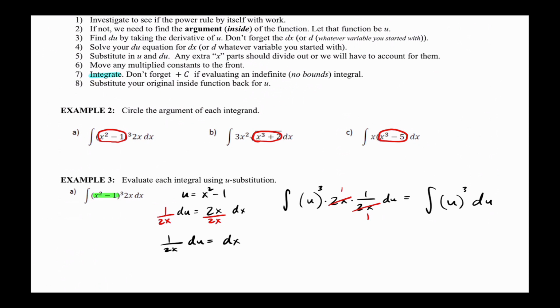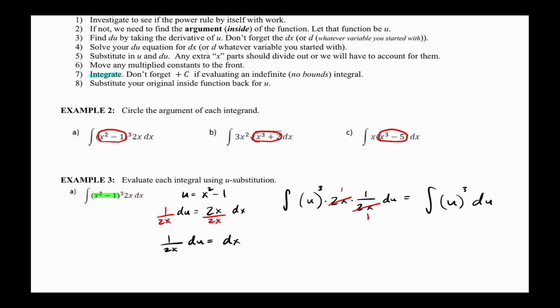Once I substitute, it says move any multiplied constants. I don't have any multiplied constants anymore. At this step, you should have no more x's or y's or a's or b's. The only thing you should see is u's and du's. All the x's should cancel out like they did right here. If they don't, you did something wrong.